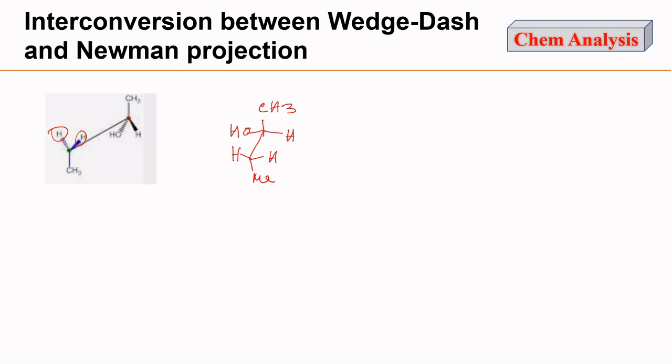And if we draw its corresponding Newman projection formula, then you will see the front carbon methyl is below the plane, hydrogen on the right side, this hydrogen on the left side, and on the back carbon methyl on the top, hydrogen on the right, and the OH group on the left side.